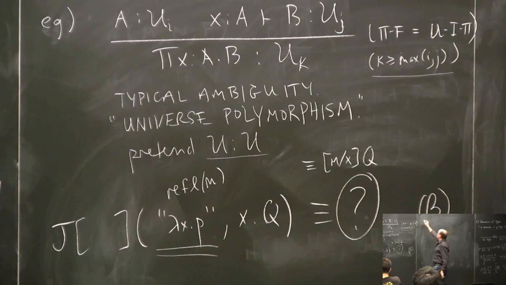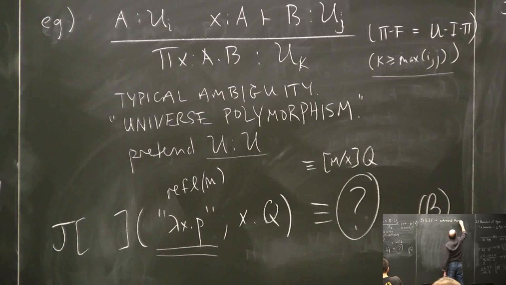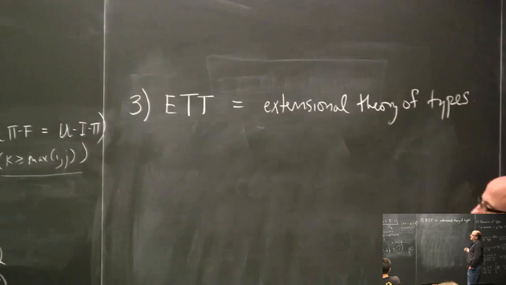So the third point I would like to make is to define for you what ETT is, which is the extensional theory of types. The word extensional is overused in type theory, so it has many different meanings. The meaning in this case pertains to that issue, but it's not wholly about that issue. It's about other things. And here is the idea.